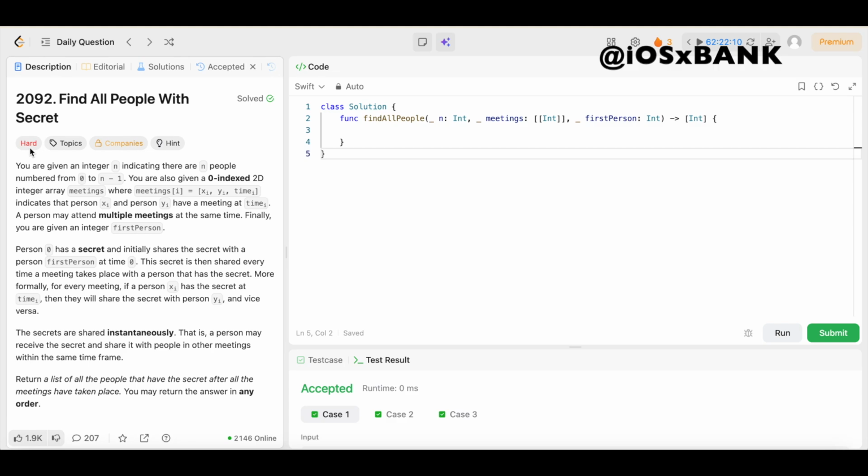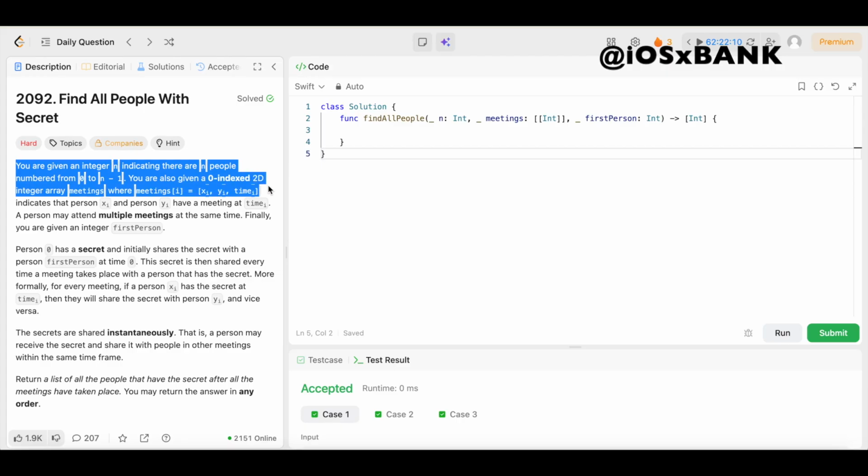Now let's see what the question says. You are given an integer n indicating there are n people numbered from 0 to n minus 1. You are also given a 0-indexed 2D integer array meetings where meetings[i] equals [xi, yi, timei], which indicates that person xi and person yi have a meeting at time i.